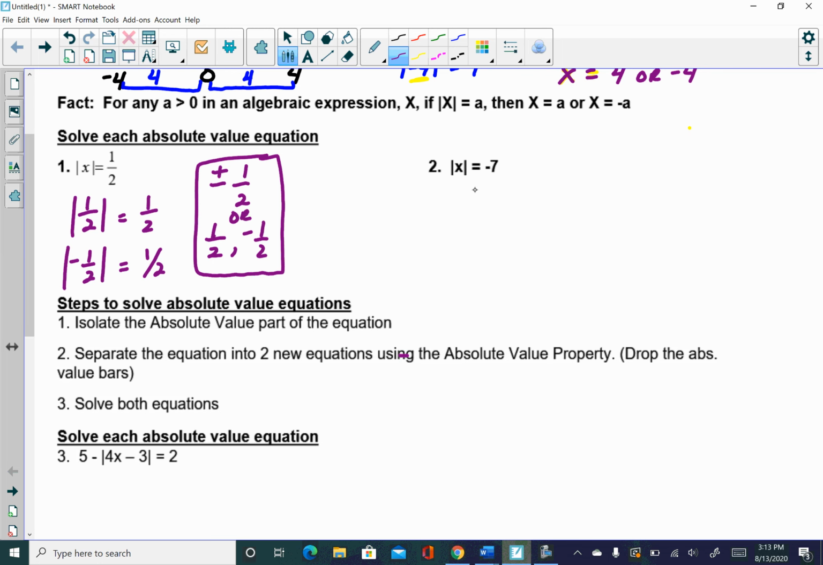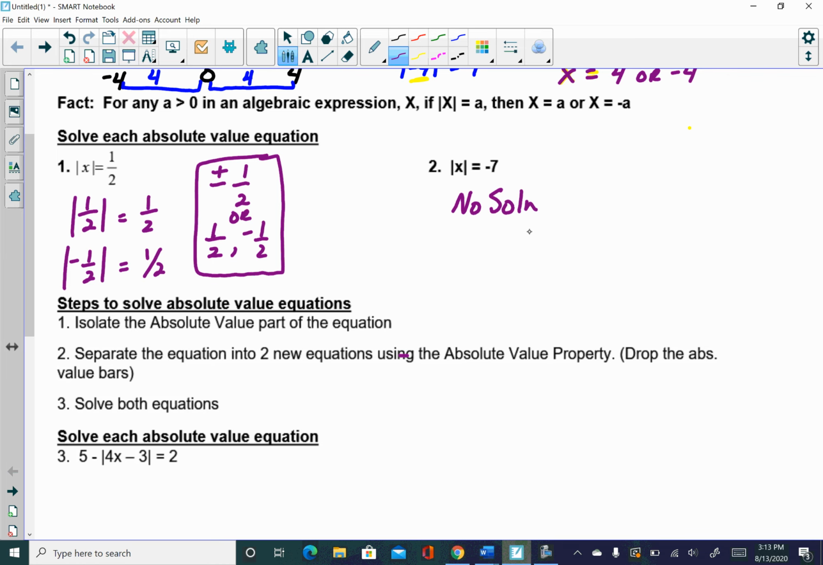And looking over at number 2, here it's saying absolute value is equal to -7. So think about what I've just said so far. Can you ever take the absolute value of something and get a negative value? You are not going to be able to do that, so this is no solution.